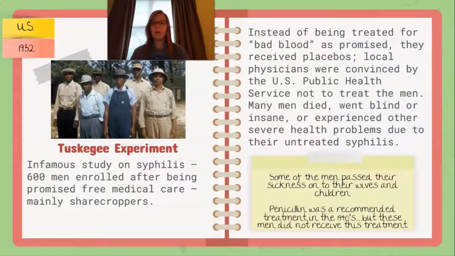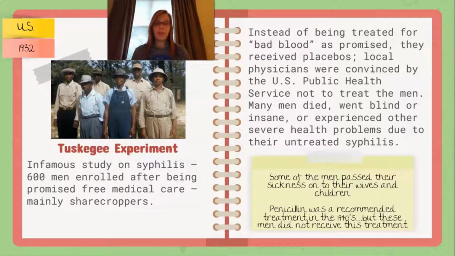Most of the men in this group were sharecroppers at the time. And instead of being treated for their sickness, there were about 300, I think, maybe 400, that had syphilis, and then a control group that did not have syphilis. But instead of receiving treatment, they were given placebos and told that it was medication. And even though local physicians weren't part of the study, the U.S. Public Health Service that was running the study convinced the physicians in these areas not to treat the men so that they could monitor the results.